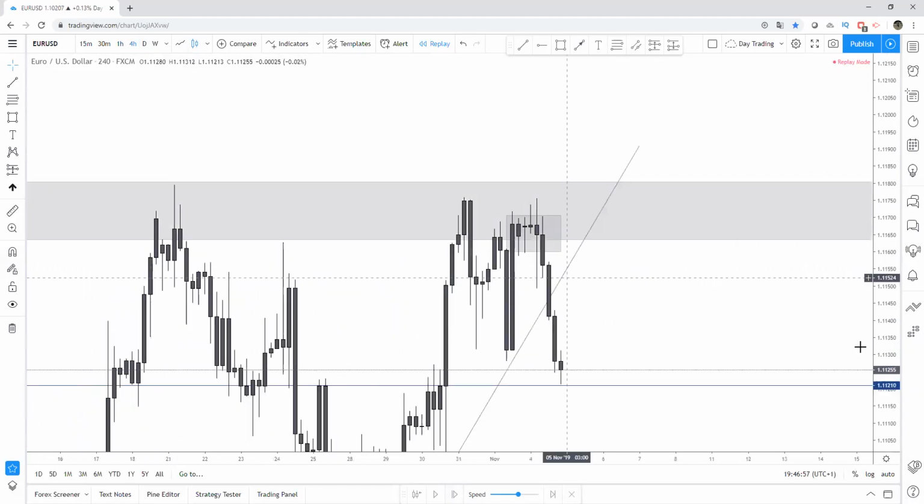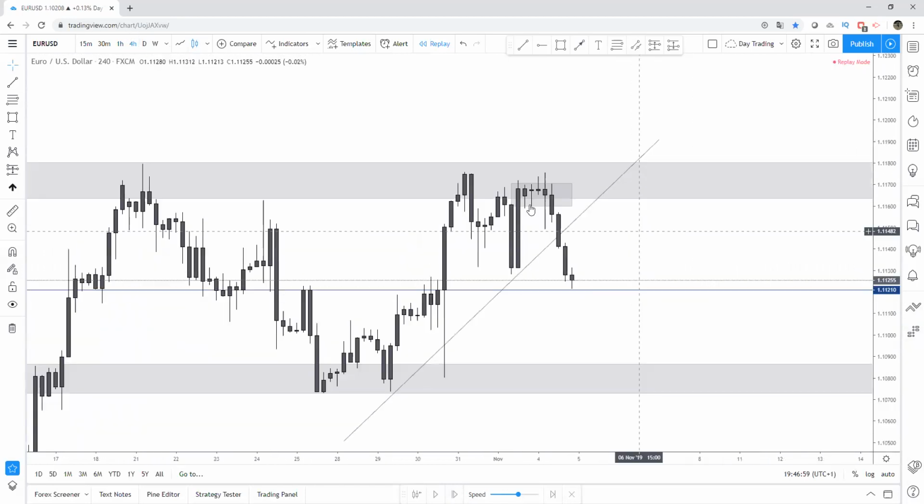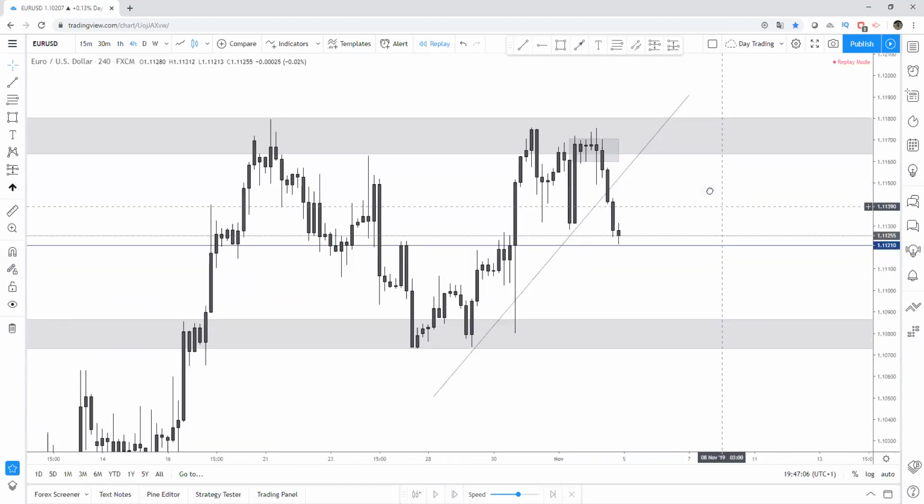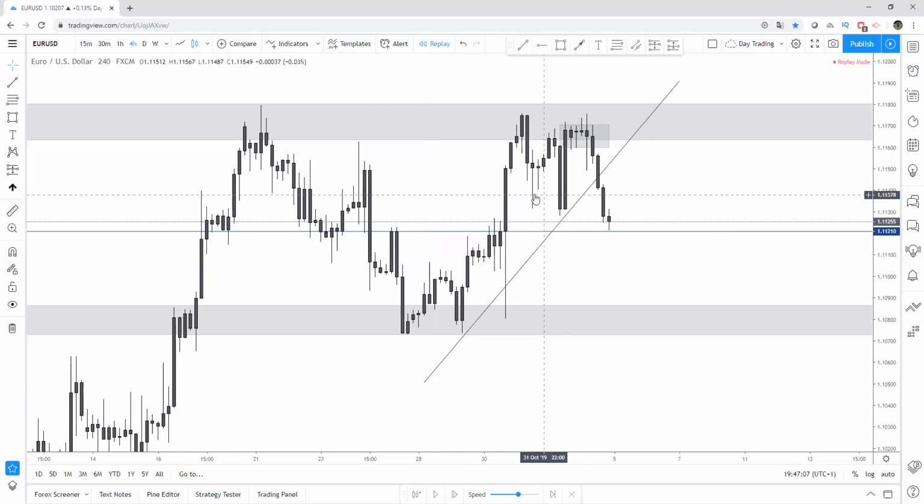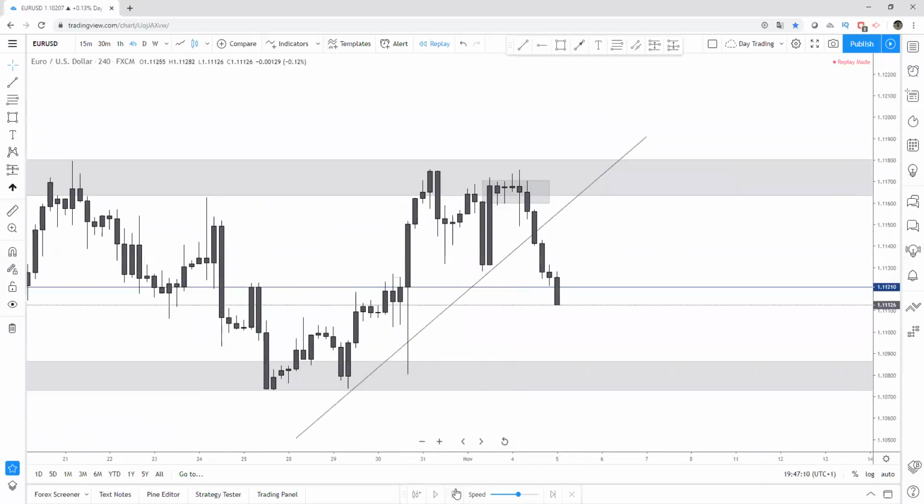Yeah, so we should switch down to 4-hourly. Yep, we see that price action broke out here. We had a lot of rejections here actually. So price action is breaking right now. Your higher low is invalidated. So we're looking for sales again.